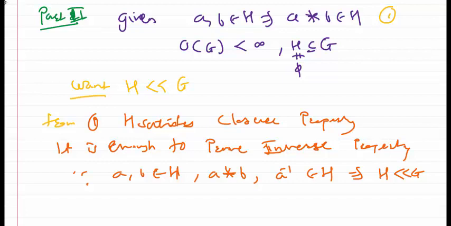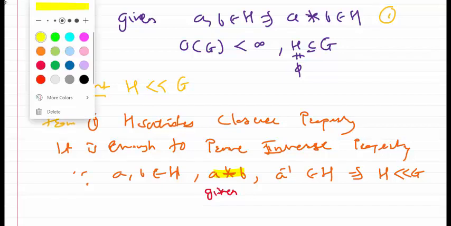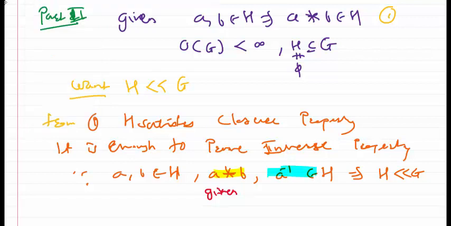So closure we have already been given, that is G1. Our target is to show A inverse must be in H. How can we show it?